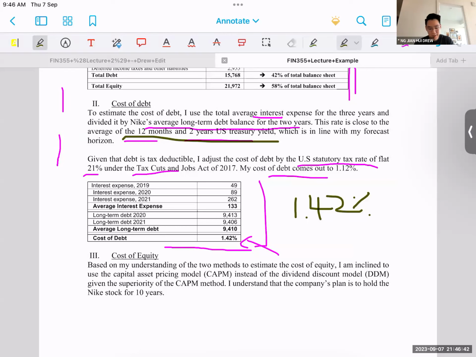So Andy continues: based on my understanding of the two methods to estimate the cost of equity, I'm inclined to use the CAPM model instead of the DDM. So he said he's inclined, given the superiority of the CAPM method. He didn't explain why, but he said it's better. I understand that the company plans to hold the stock for 10 years. Oh, so now he knows that the company he's working for wants to hold the stock for 10 years.